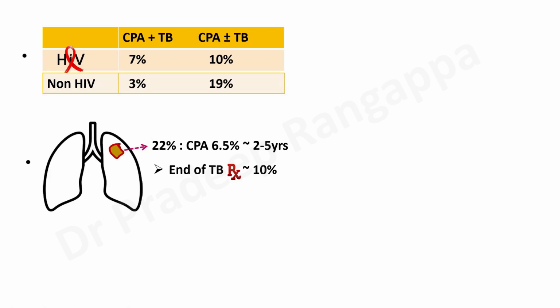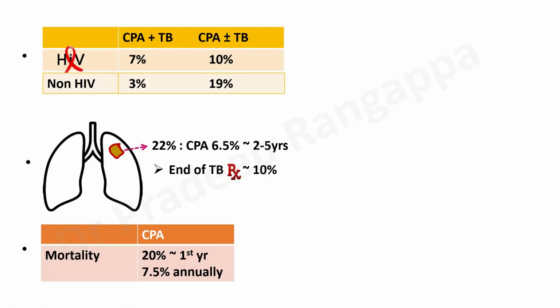Which means to say any structural destruction or structural abnormality in the lungs becomes a risk factor, and more so with the concomitant presence of tuberculosis, the risk is more. At the end of TB treatment, the risk of aspergillosis was 10%. And what about the mortality in cavitatory pulmonary aspergillosis? The mortality was 20% at the end of the first year and 7.5% as the annual mortality risk. So Aspergillus is very much present, and more so in India where the TB burden is there.